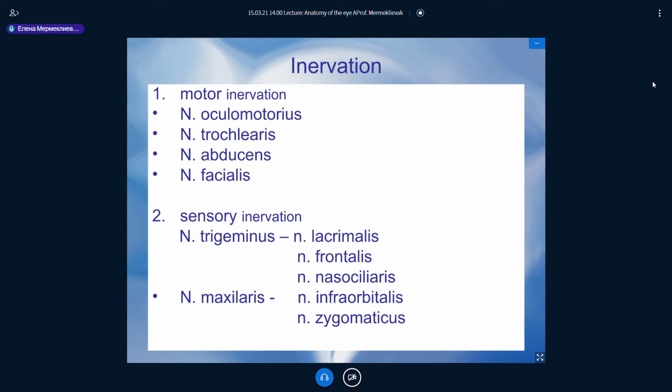The motor innervation is by nervus oculomotorius, trochlearis, abducens, and facialis. The sensory innervation is from the nervus trigeminus with its branches, nervus lacrimalis, frontalis, nasociliaris, intraorbitalis, and zygomaticus. They are part of the second branch of the nervus maxillaris.